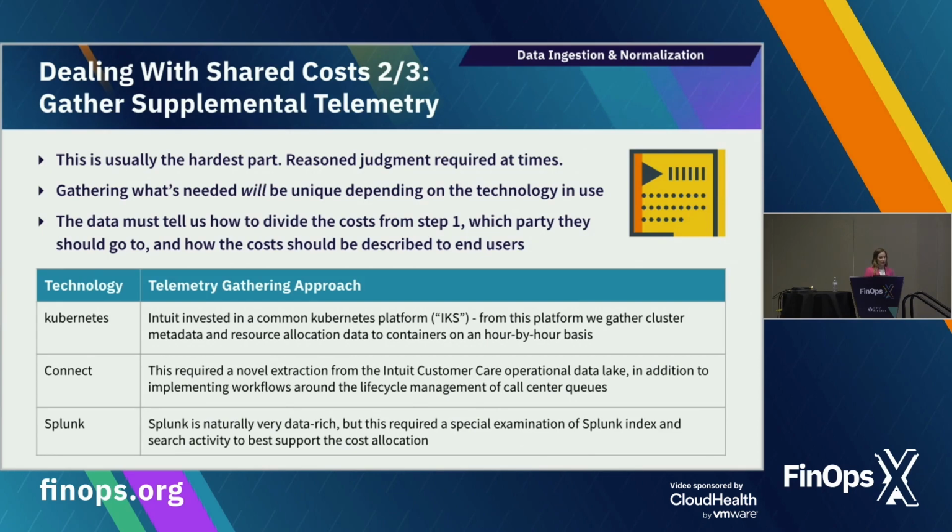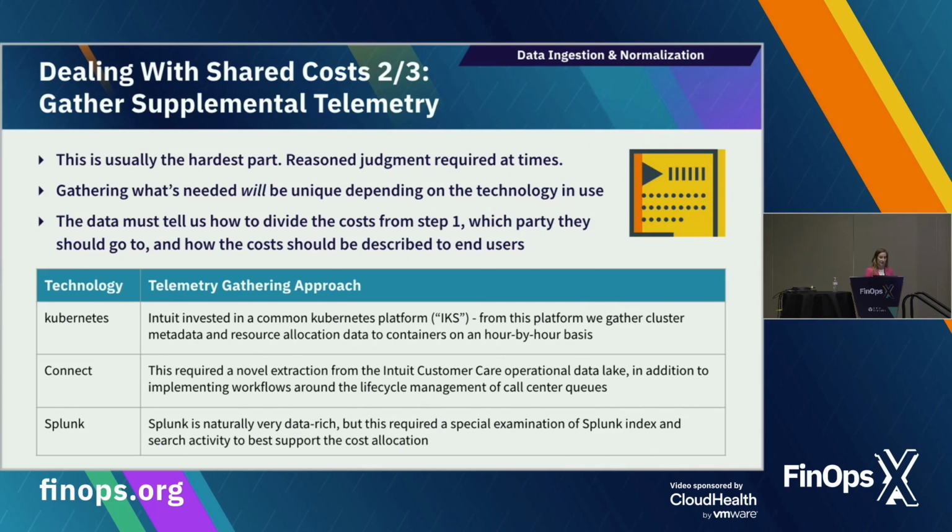To know how to split apart multi-tenant costs and where they should go requires data beyond what's present in the bill. And this is what we call system telemetry. Gathering supplemental telemetry is the hardest part of this process because every system records things in their own unique way. And the data won't always be perfect, or the investment to make it perfect wouldn't be worth the return in product. So this is where judgment comes into play. You'll just have to get a feel for what's good enough and then move on.